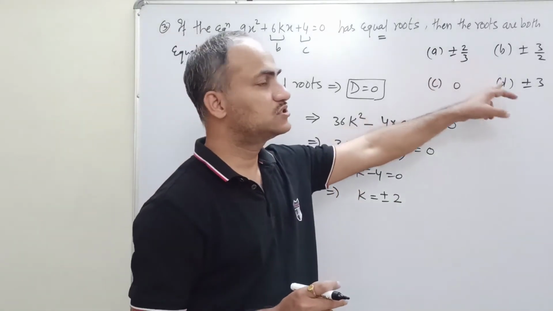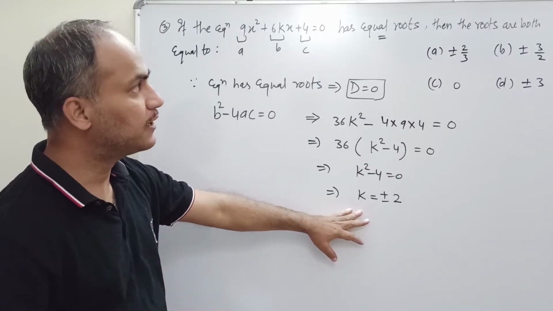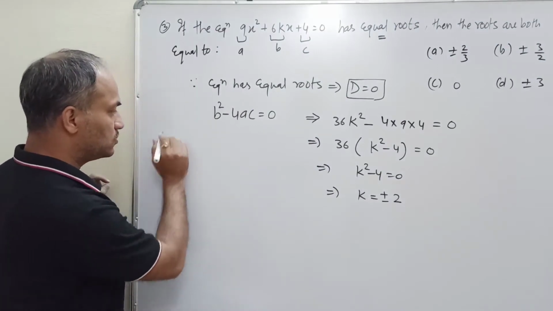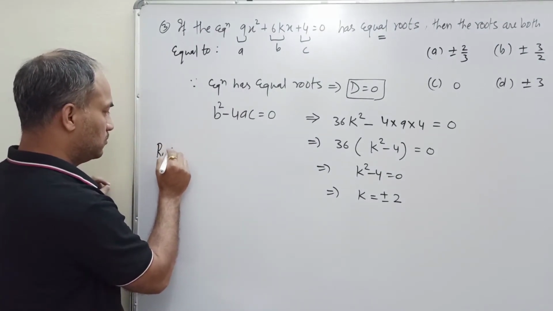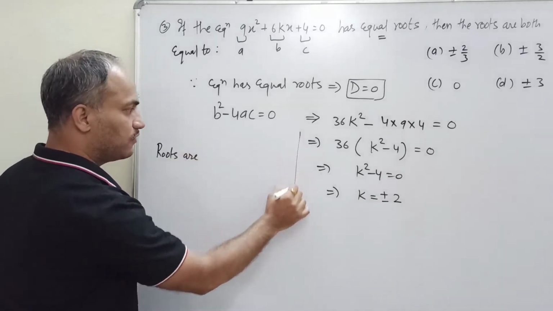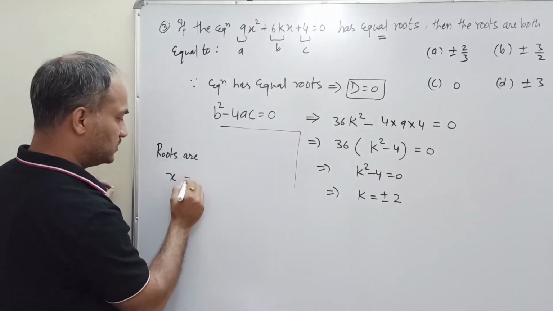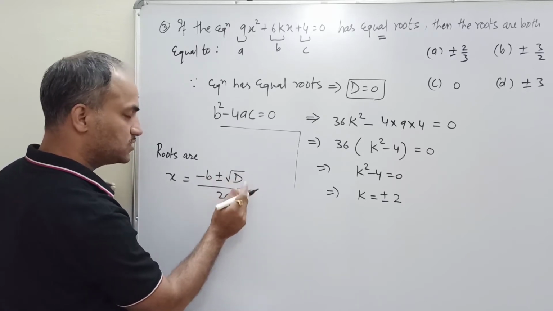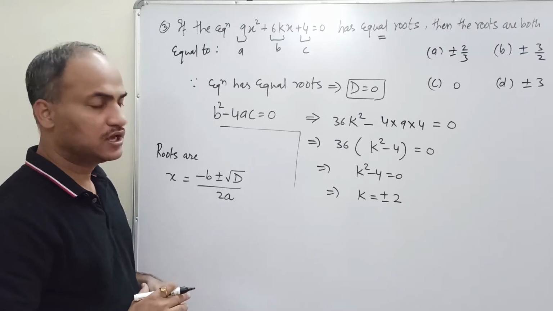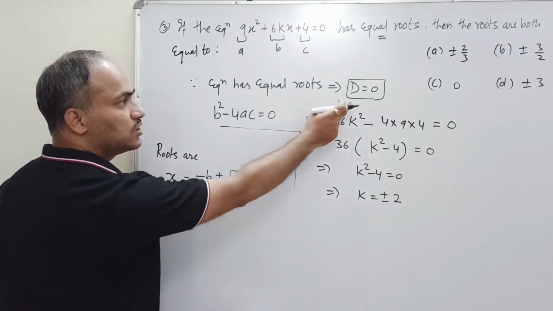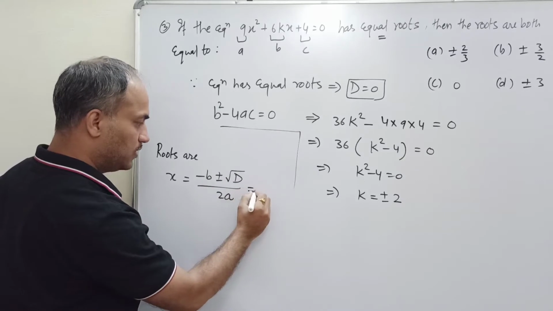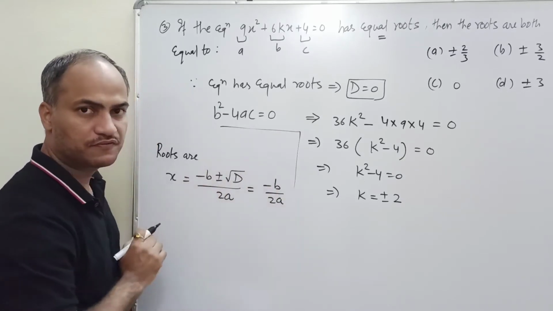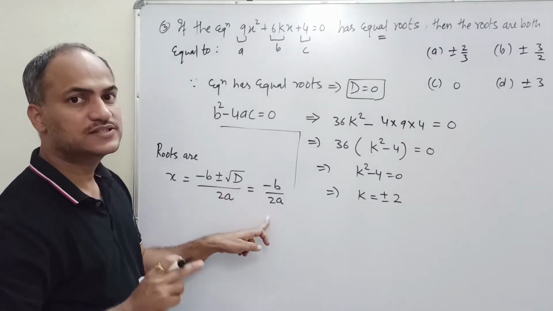Remember guys, roots are different. We need not find the value of k. We have to find the value of the roots. And the roots will be what? According to the quadratic formula, x is equal to minus b plus minus square root D upon 2a. This is the quadratic formula, or Sridharacharya formula. Since D is equal to 0, directly we put here root will be minus b upon 2a, plus minus 0. It means both the roots will be the same.